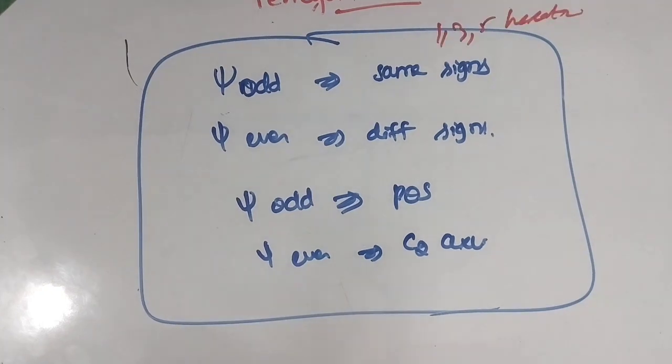Okay. In this video, we have seen how to find out which is HOMO, which is LUMO, and how to calculate the number of nodes, and also how to draw the diagrams. All of this we have seen.